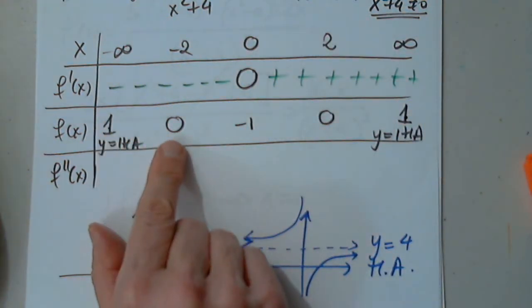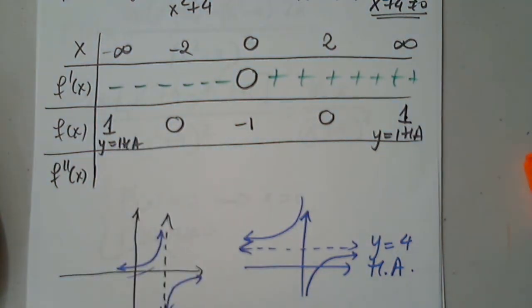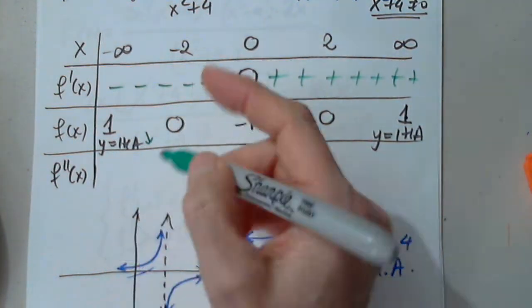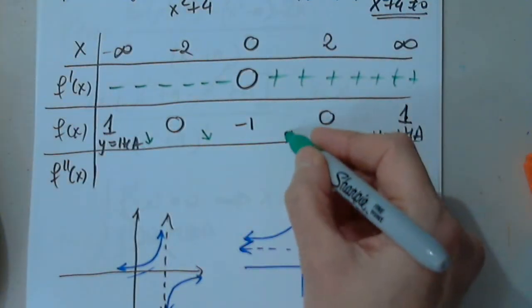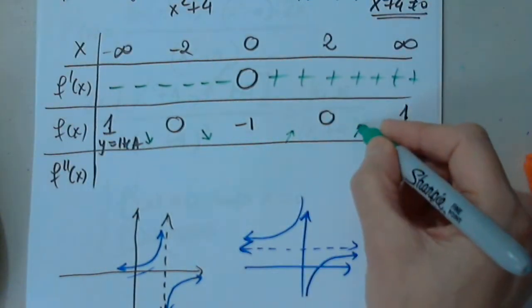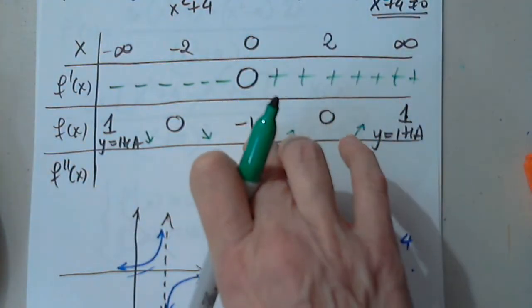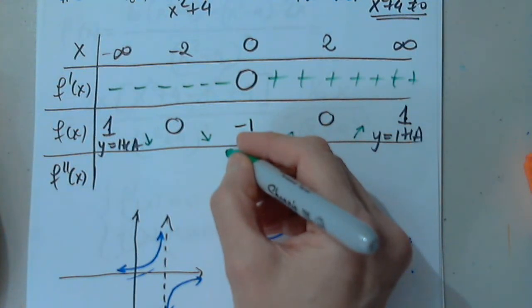From 1 to 0. Is it decreasing? Yes. From 0 to -1? Yes. From -1 to 0? Yes. From 0 to 1? Yes. What type of point is (0, -1)? Local minimum? Yes.